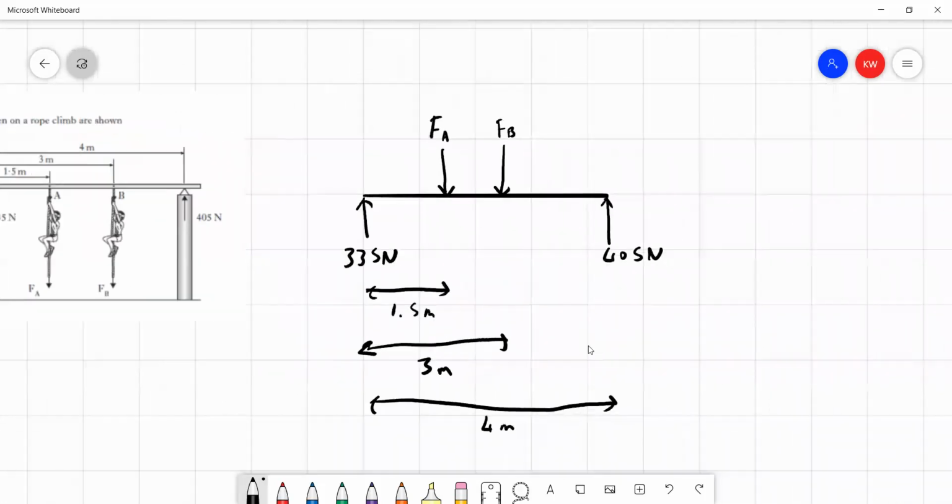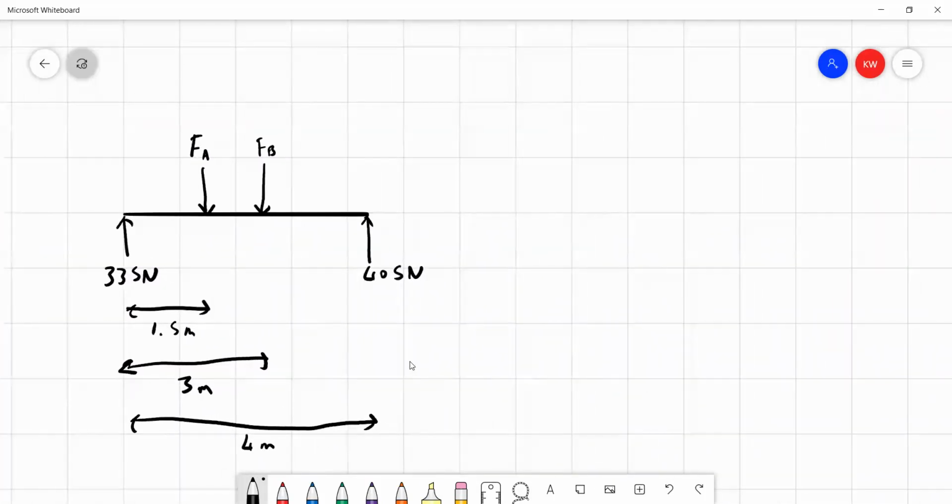Now, what we've been doing in other questions is we've been asked to find the reaction forces. These would have been called RA and RB, and we'd have known what FA and FB were. We got it the other way around this time, but we can follow a similar procedure to find it.